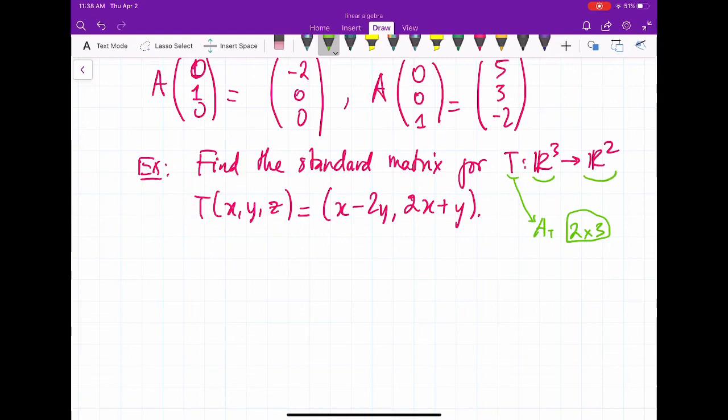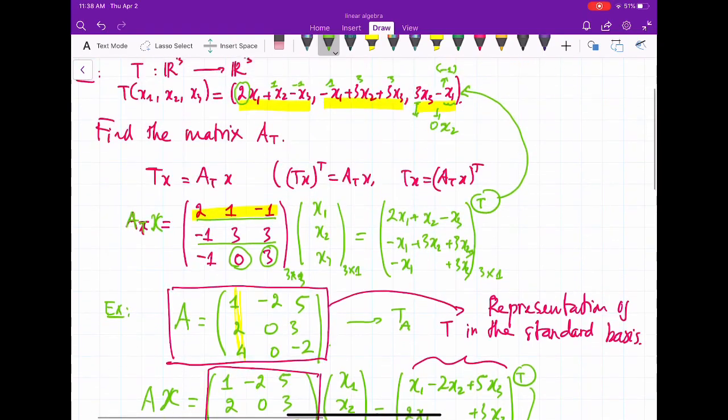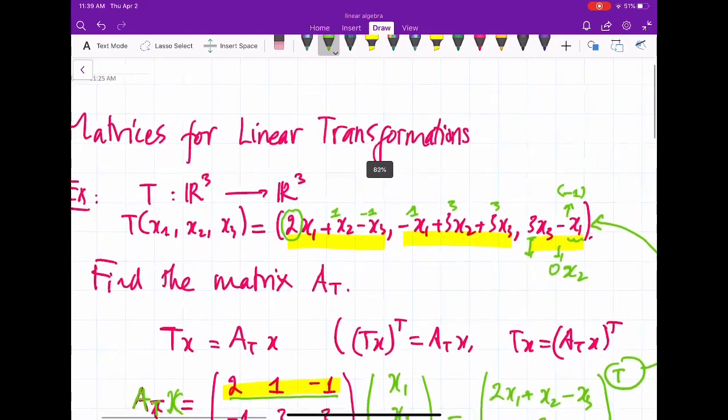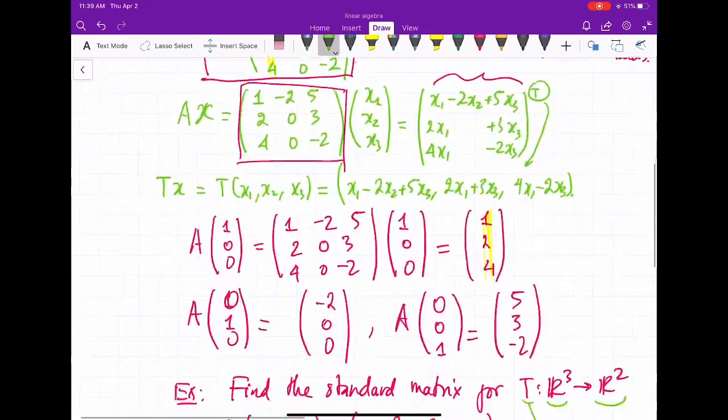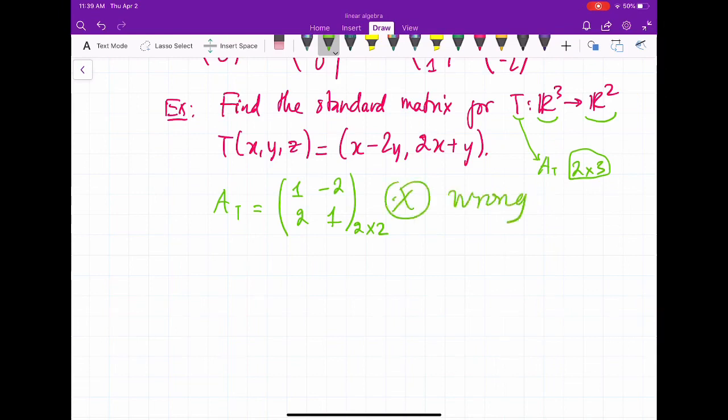right? But like the previous example, if we want to write the matrix of this linear transformation, I just need to pick coefficients, right? And for this example, if I pick coefficients of this linear transformation, I get A_T would be equal to 1, negative 2, 2, and 1. This is just a 2 by 2 matrix. So there's something wrong in here, right? There's something wrong in here. All right, so how to find the standard matrix for this linear transformation?